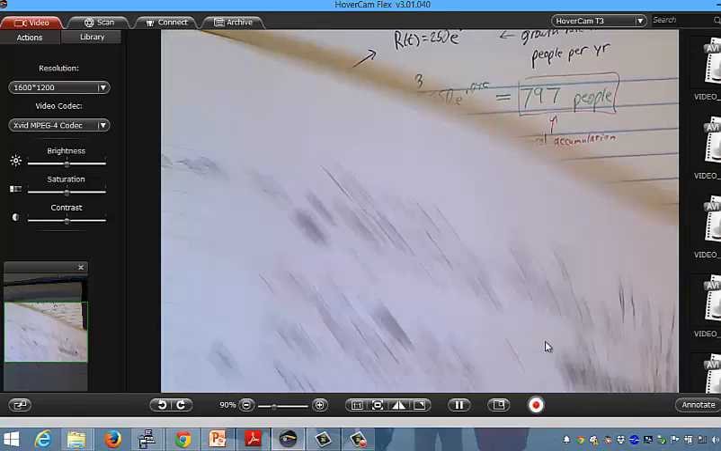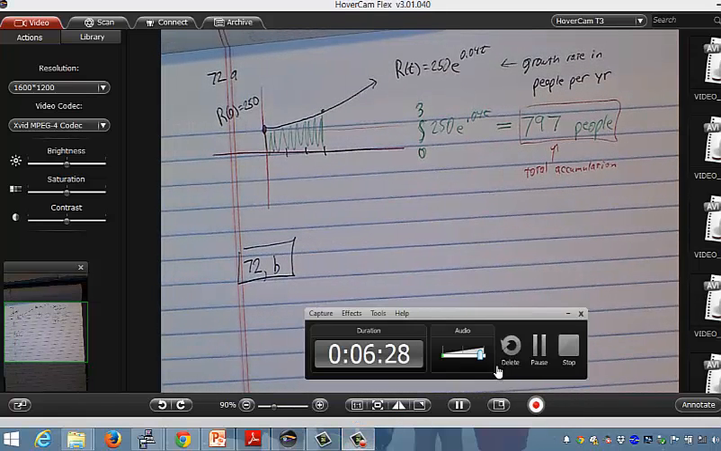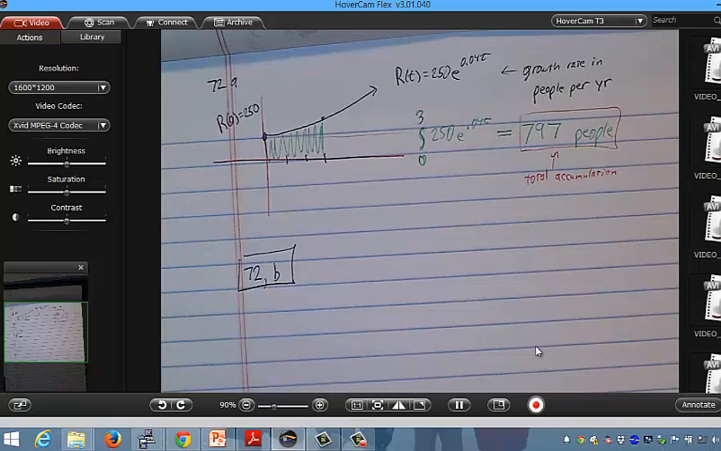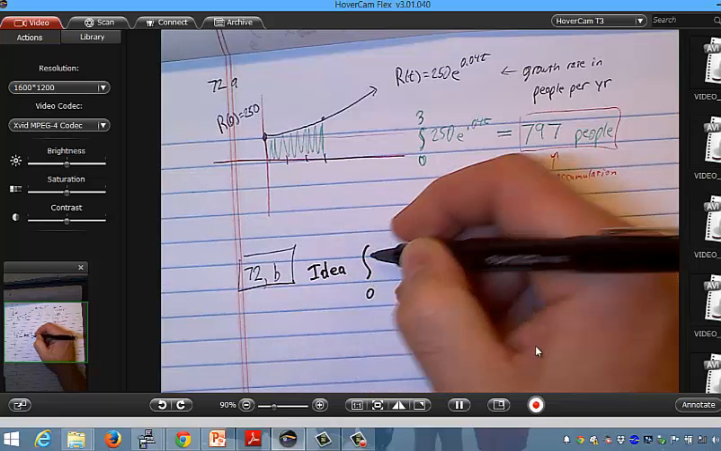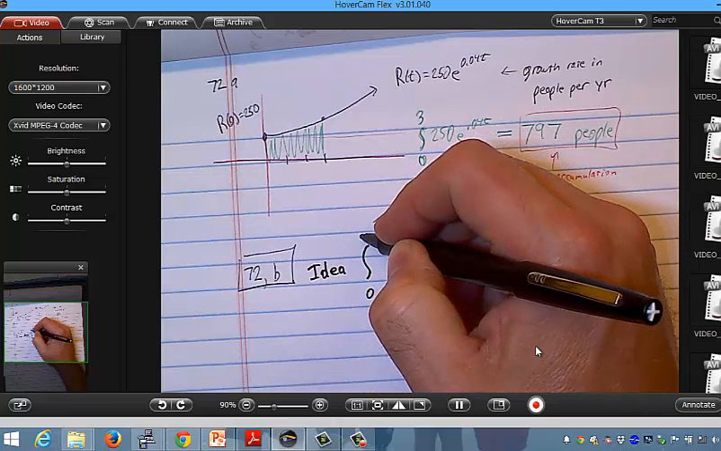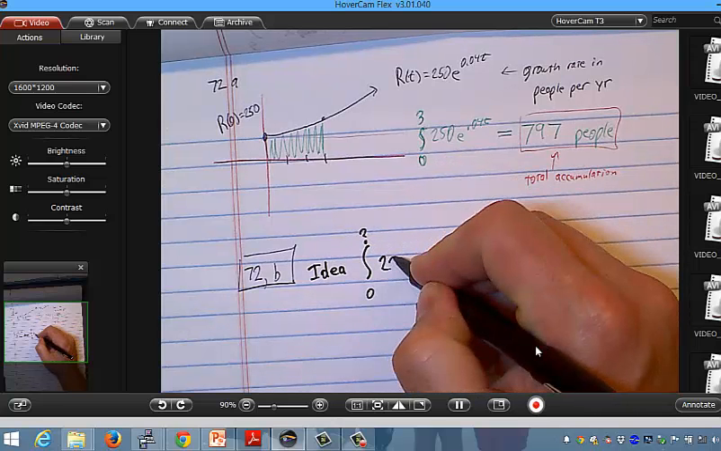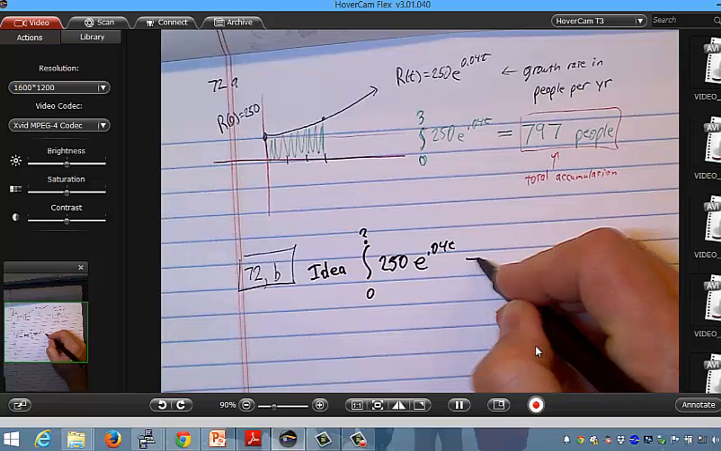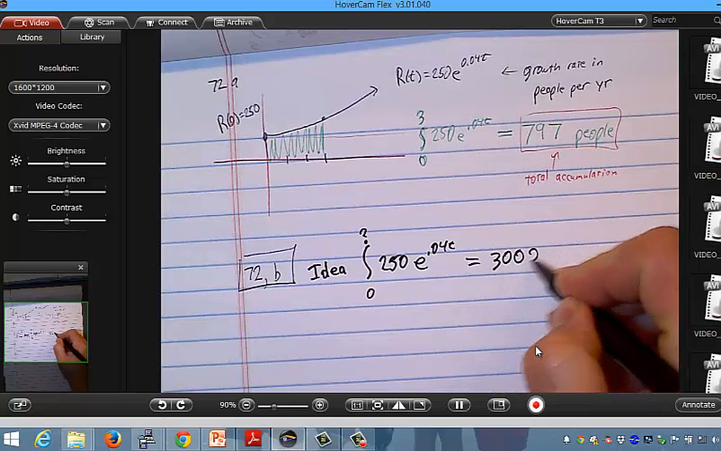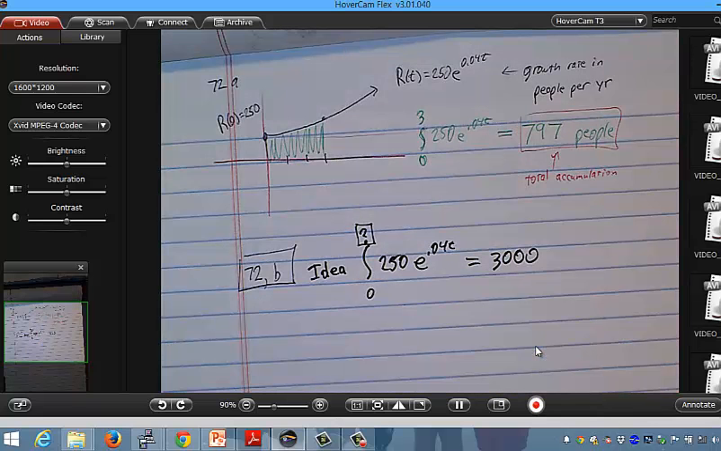Here, I want to show this. Let me show you maybe a different way to approach it than even Steve did. Okay? So the idea is we're going to integrate from 0 to question mark. We're going to integrate that 250 e to the 0.04t, and we want this to equal 3,000. But we don't know what that question mark is, right? That's the thing I don't know. You with me?